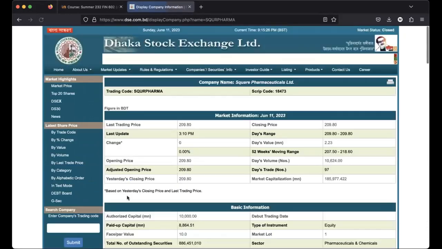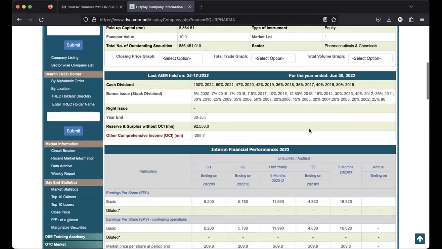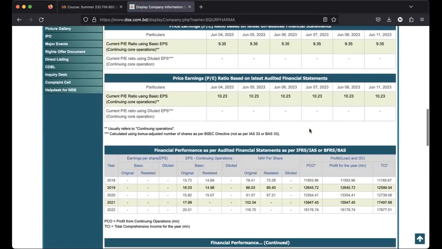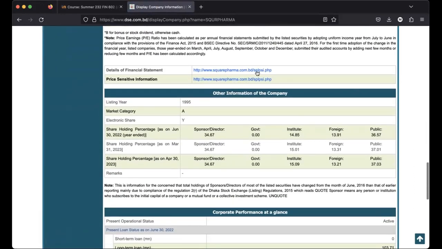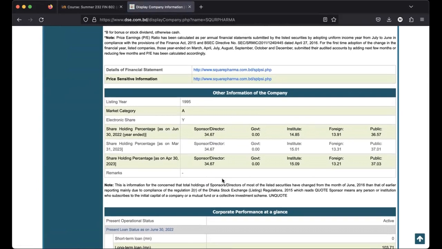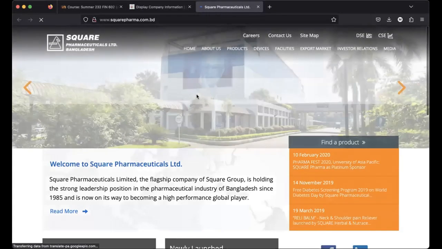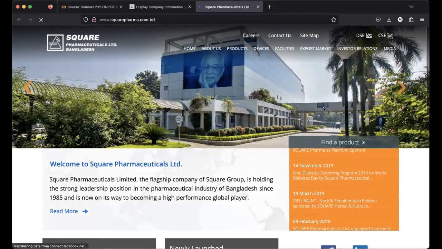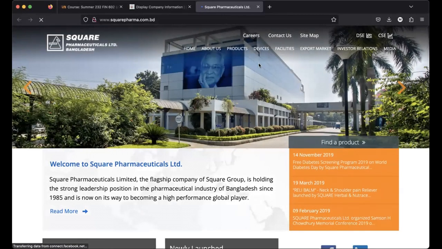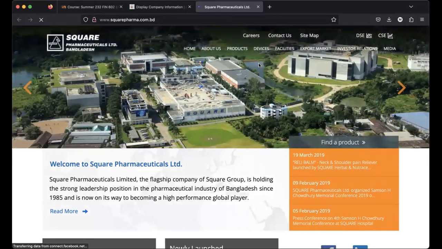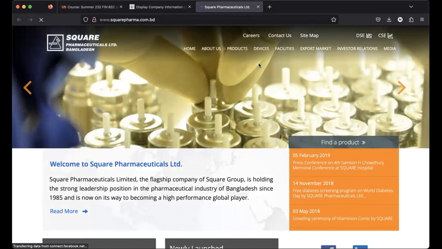Here is Square Pharma. If you click, you will get some basic information, but our focus is to get the website of the company. So you can go to the website of the company, or you can Google and find the website. That is also okay. If you get the website of the company, then you will find that the company has published its annual report, not the quarterly statement, not the balance sheet, income statement, financial statement. It should be the full annual report.